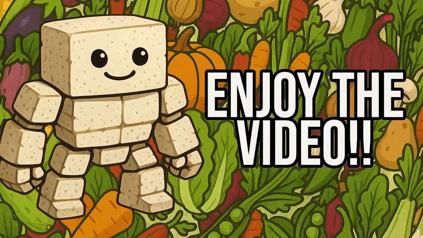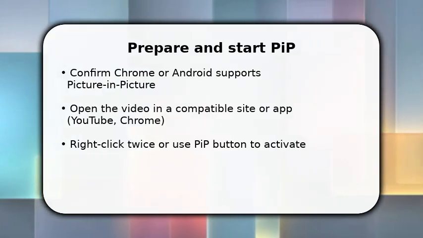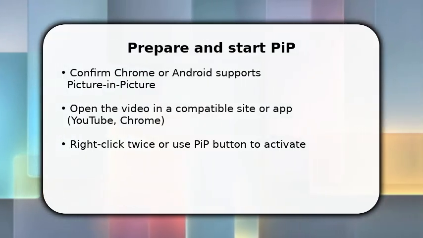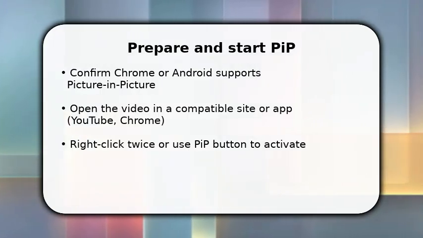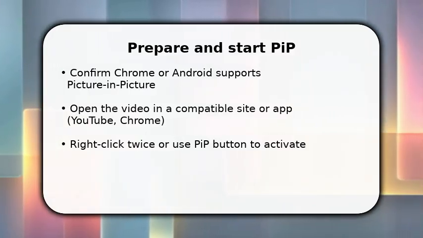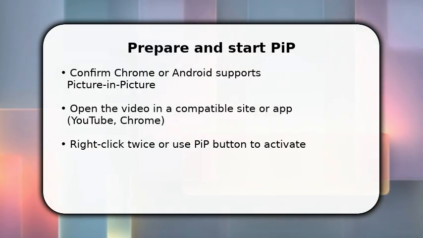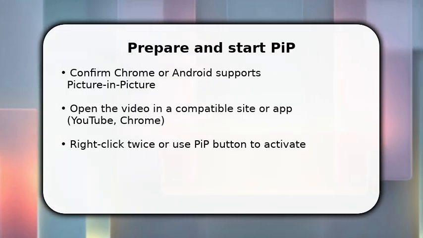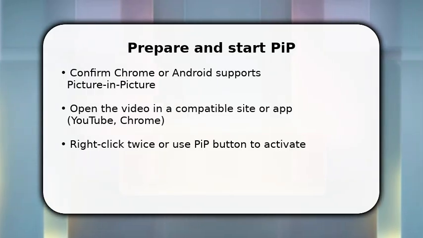Please enjoy the video. You're going to enable picture-in-picture right now. First, make sure you're in Chrome or the Android YouTube app and the video is playing. Once the video is active, right-click on the video twice in Chrome to reveal the PiP option, or tap the PiP icon in the player on Android. If there's a dedicated PiP button, use it. This step starts the floating player so you can continue multitasking while the video keeps playing.